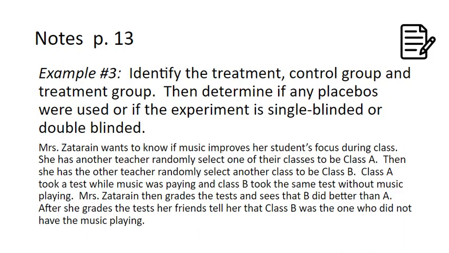But let's look at one here. Identify the treatment, control group, and treatment group. Then determine if any placebos were used or if the experiment is single-blinded or double-blind. Mrs. Z wants to know if music improves her students' focus during class. She has another teacher randomly select one of their classes to be Class A. Then she has the other teacher randomly select another class to be Class B. Class A took a test while music was playing, and Class B took the same test without music. Ms. Z then grades the test and sees that B did better than A. After she grades the test, her friend tells her that Class B was the one who did not have the music playing.